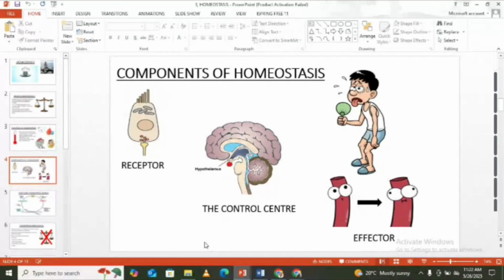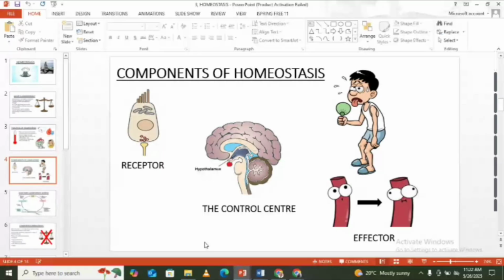We have the key components of homeostasis. We have three major components. We have the sensors, which we also refer to as the receptors. We have the control center, and then we have the effectors. The sensors or the receptors have a key responsibility of detecting if there are any changes in the internal environment.